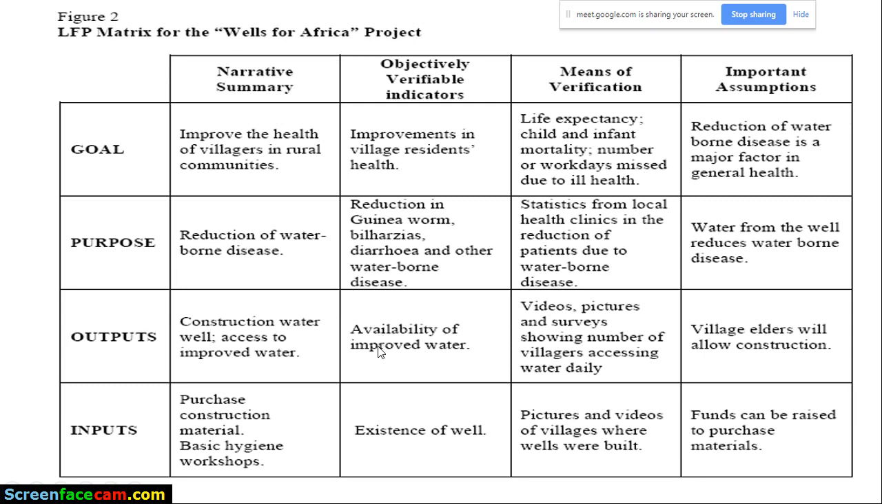Mr. Flanky, what could be the key assumption? So the key, yes, sir. Exactly. Exactly. So we now move on to the goal here. The overall goal is to improve the health of the villagers in rural communities. The objective will be improvements in village residents' health. So we now want to track and report on the health of the villagers in these communities. Are we together, class?